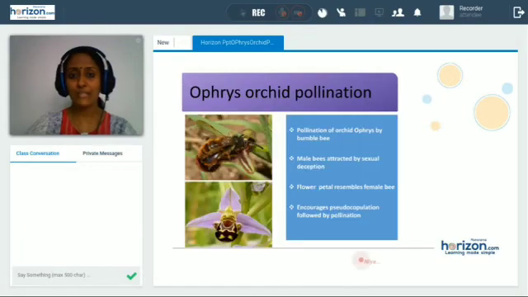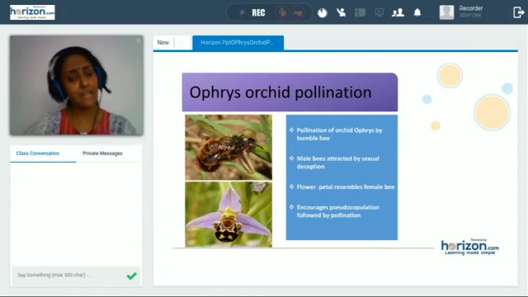Now let's have a look at one of the fascinating examples of mutualism, that is pollination of the orchid, Ophrys. Ophrys is also known as the bee orchid, as one of its flower petals resembles the female bee. So the male bees are attracted towards this flower where it carries out pseudocopulation or false copulation. During this process, pollen will be dusted on the male bees. When this male bee visits some other orchid, pollination is carried out.